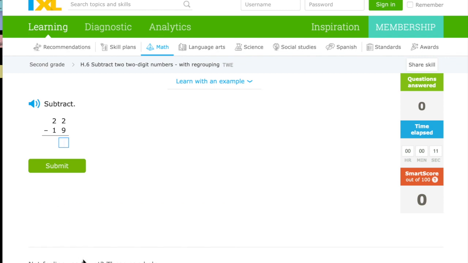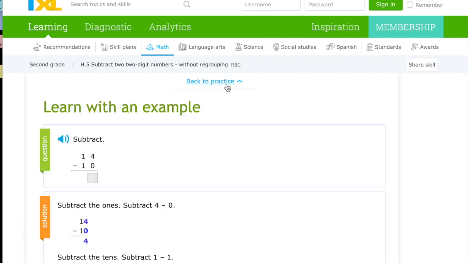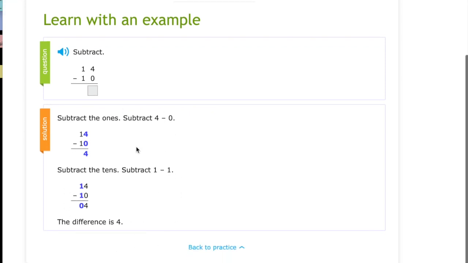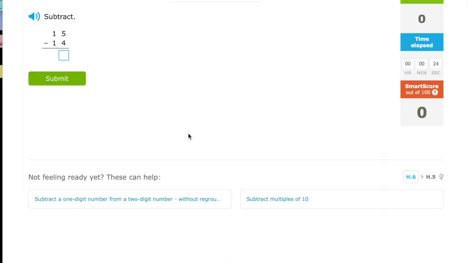If they don't feel ready yet, they can get some explanation, get some help. And they can go back, for example, so they can learn with an example. This one speaks, or it tells them what the question is, or they can say what it is. So this is 14 minus 10. We're going to subtract the ones, which is 0, and then subtract 4 minus 0. So this explains how to solve the problems.